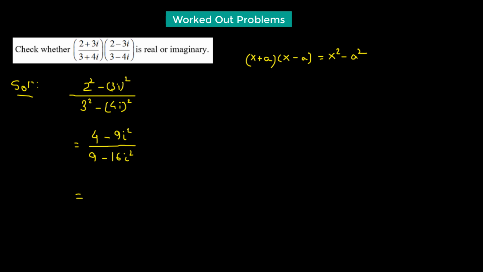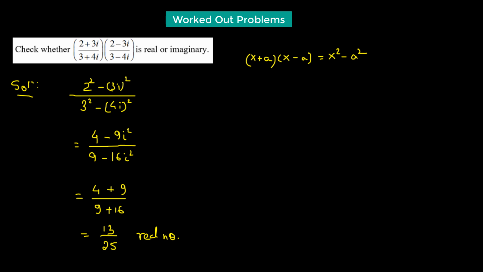Now we know that i squared is negative 1. So this becomes 4 plus 9 divided by 9 plus 16. So this gives us 9 plus 4 is 13 and 9 plus 16 is 25. So we see that the product of the two complex numbers is a real number.